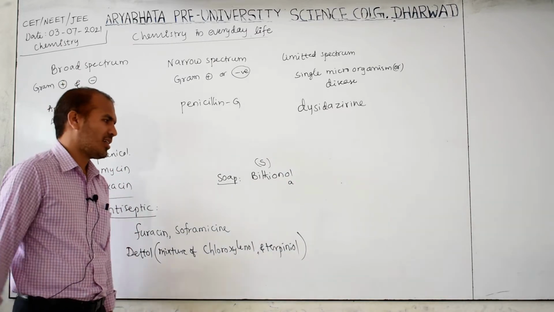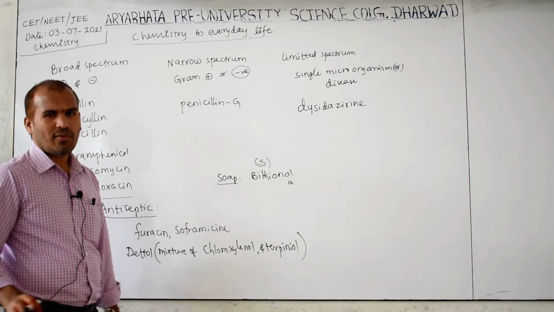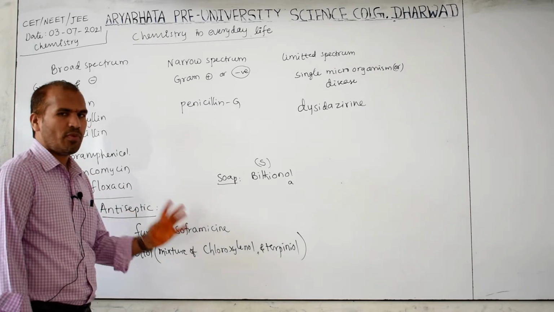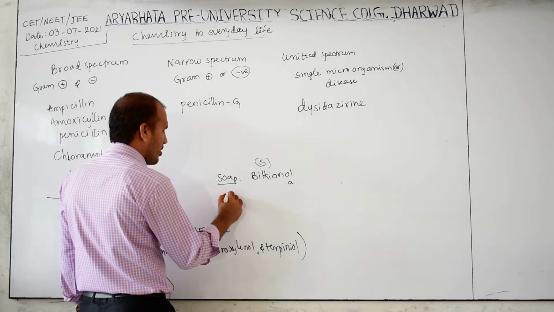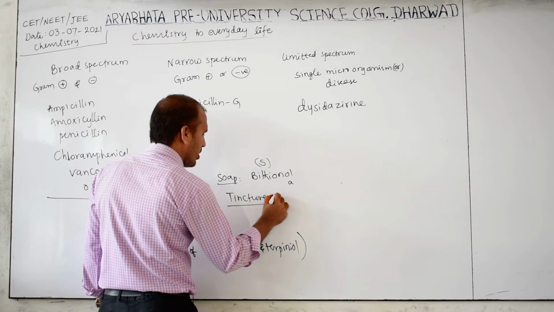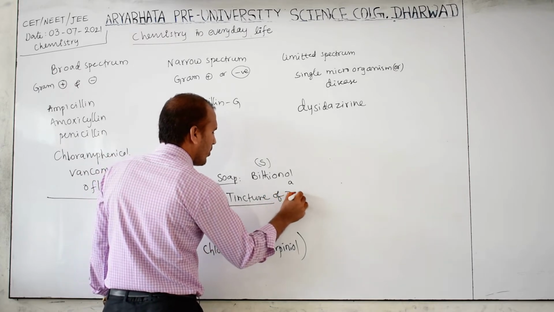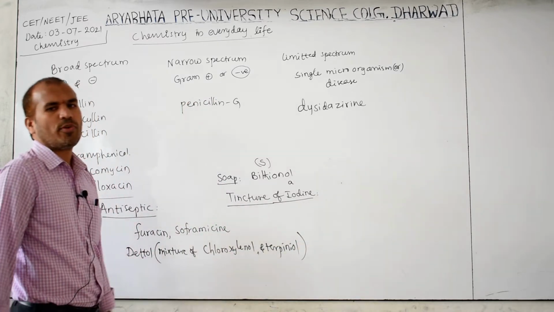Once you check, the structures are very important for JEE Mains purpose only. CET level and NEET level, the names are important. Okay, next one, tincture of iodine. This is a very important question. Tincture of iodine is important for board level and also competitive exam level.